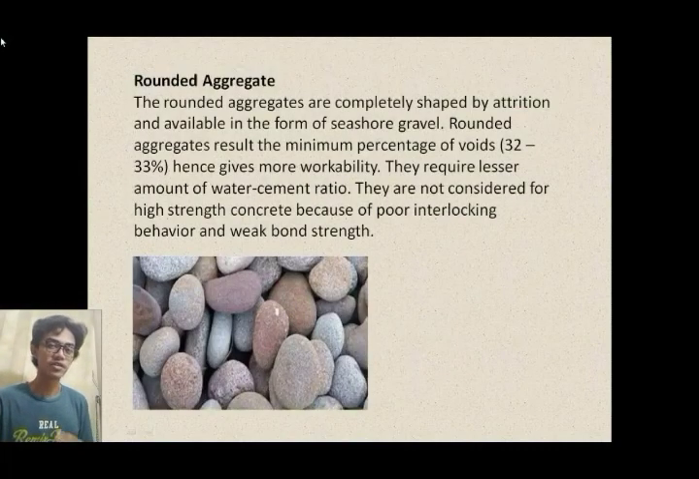Next, the first, rounded aggregates. The rounded aggregates are completely shaped by attrition and available in the form of seashore gravel. Rounded aggregates result in a minimum percentage of void. It's about 32 to 33%. So the rounded aggregate is actually the smallest void aggregates.